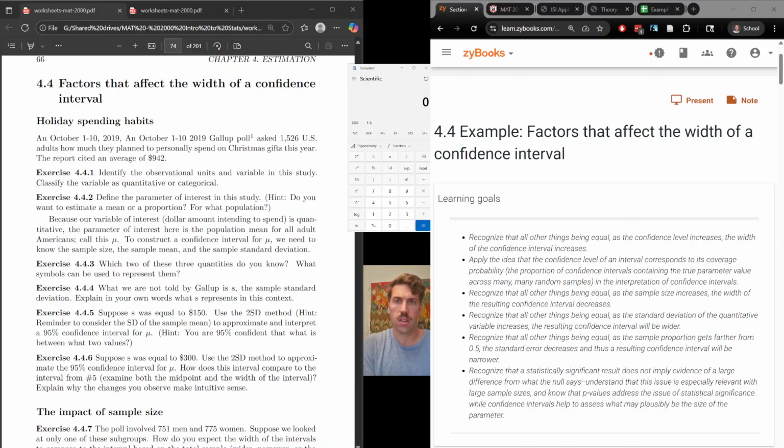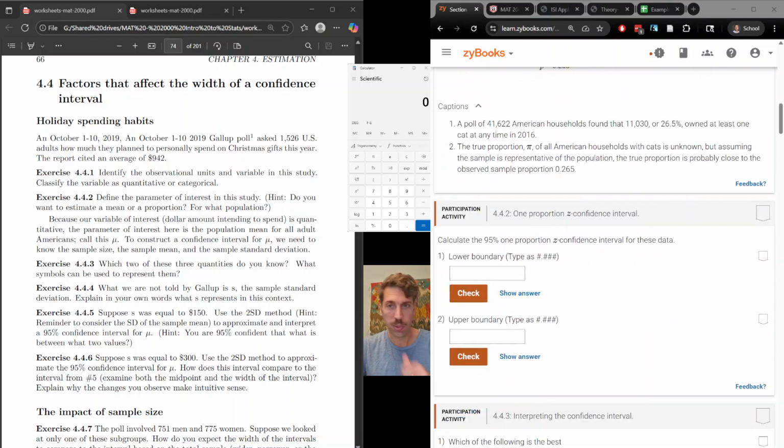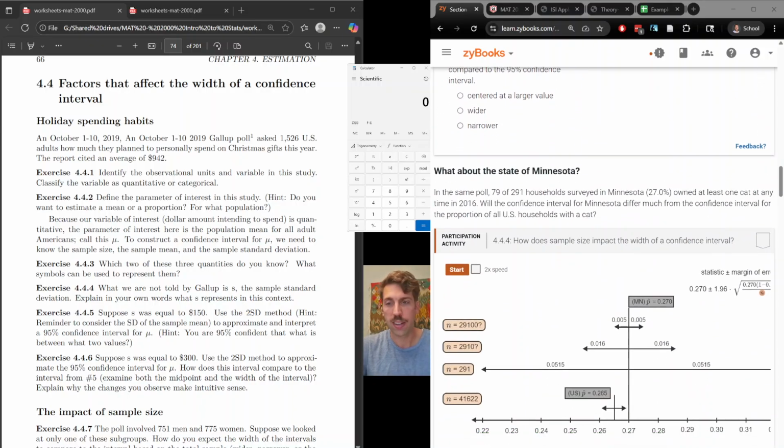So this is our last section involving confidence intervals, and it's looking at the factors that affect the width of the confidence interval. So you should have read section 4.4, which has to do with cat owners and things involving cats, like spending on cats.